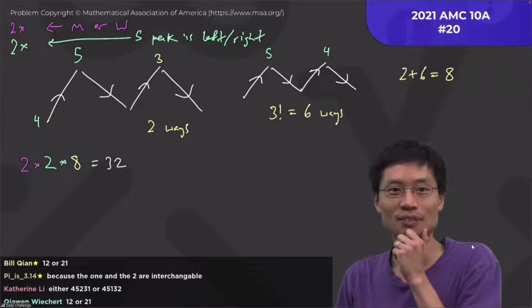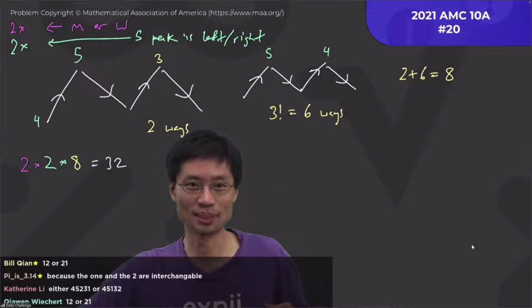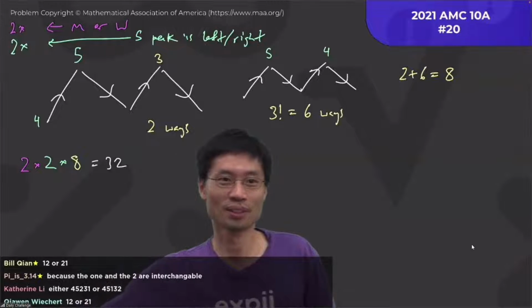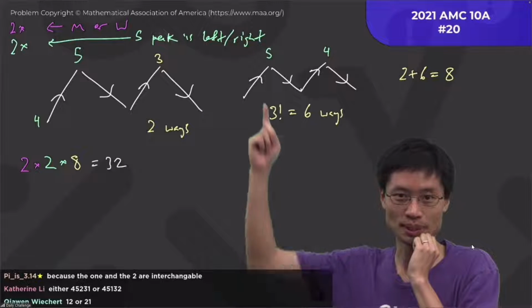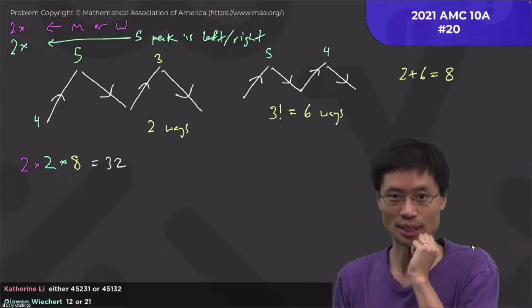So why did I write 3 factorial equals 6 ways? What does that mean? Anyone want to type into the chat? 3 factorial equals 6 ways. Why am I saying that? I'm saying the 5 is the first peak, the 4 is the second peak.